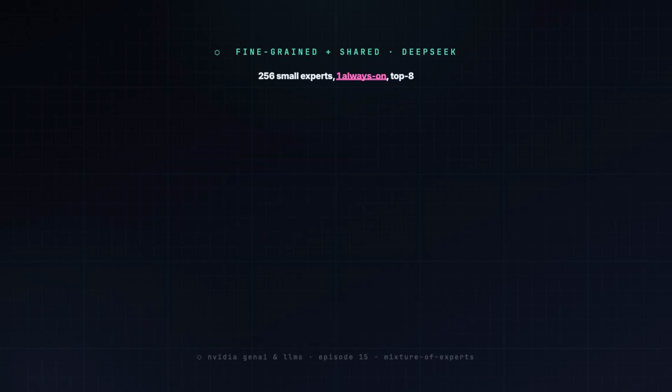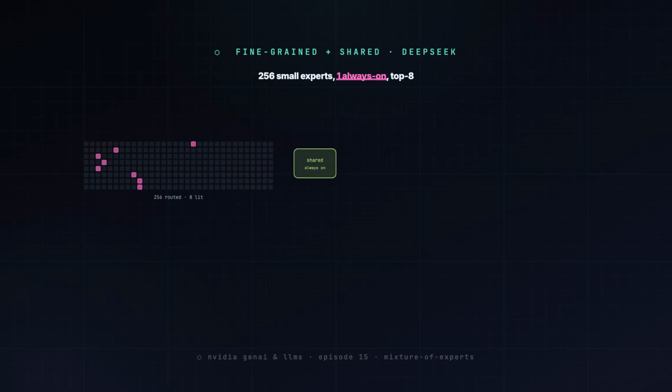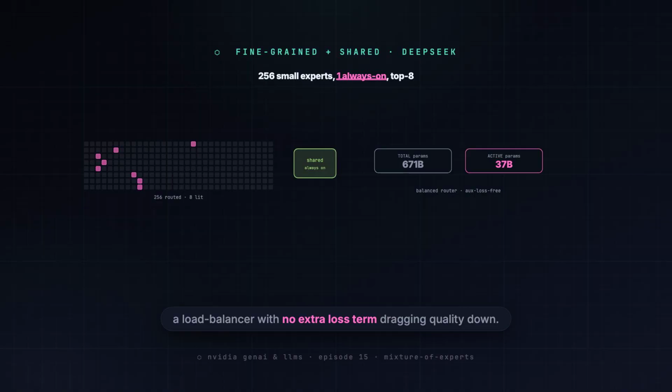DeepSeek pushed this to the extreme. Instead of 8 big experts, it uses 256 small ones, plus one expert that is always on for the common stuff, and it routes the top 8 per word. 671 billion total parameters, 37 billion active. And it solved the classic MoE headache, lopsided routing where everyone crowds a few experts, with a clever load balancer that needs no extra loss term dragging quality down.